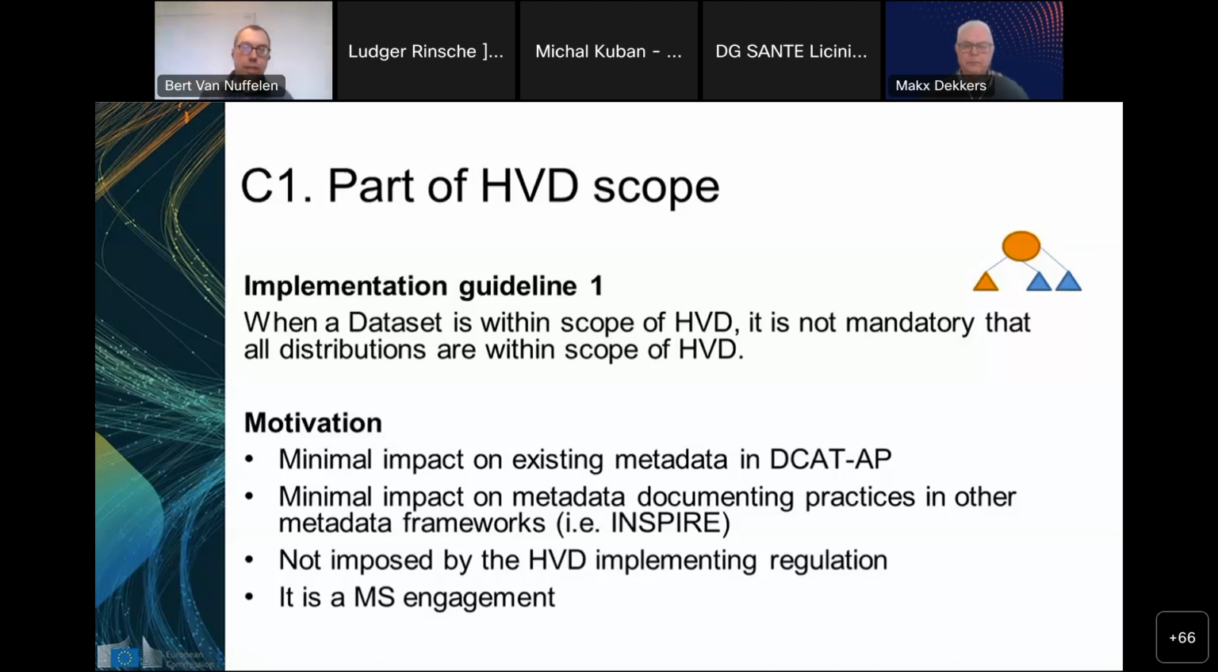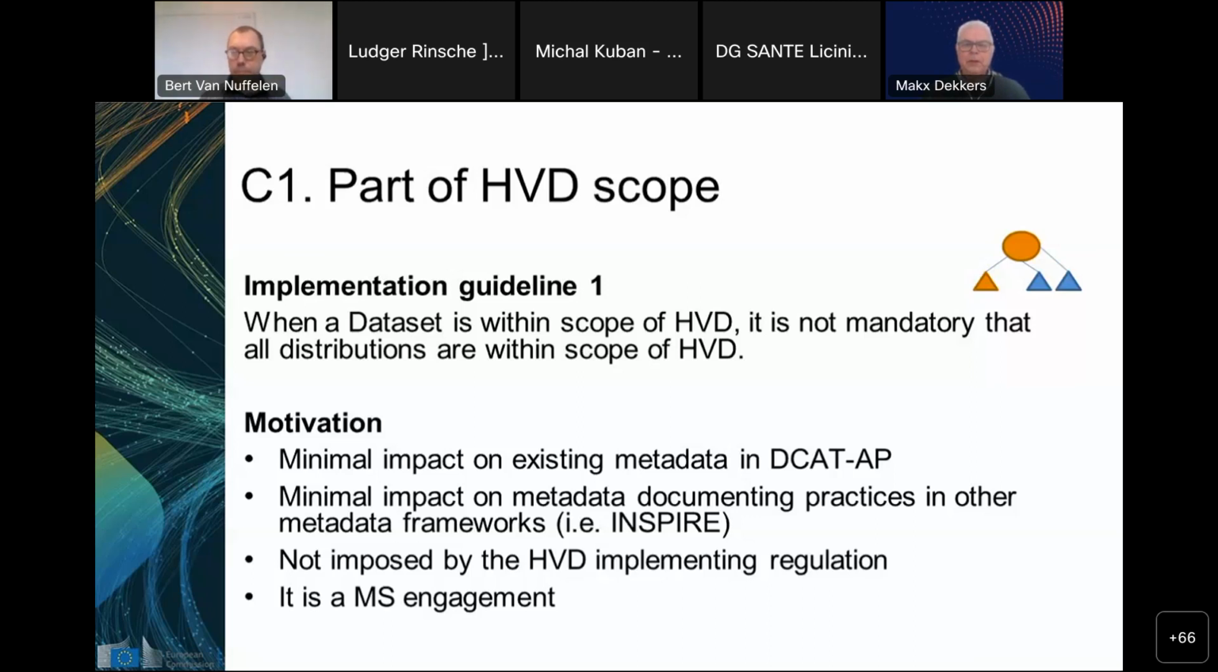The reason why we propose this guideline is that we want to have a minimal impact on the existing metadata. Otherwise there might be shuffling around and restructuring just to satisfy the rule. So we actually just want to annotate and color it. And we see that this will also facilitate cross-metadata translations, for instance from the Inspire ISO world to DCAT-AP, more easily.